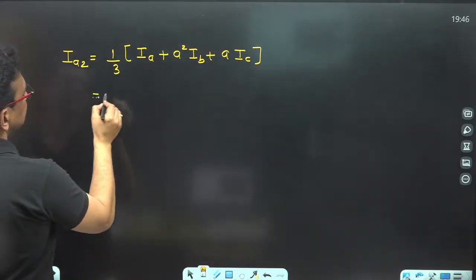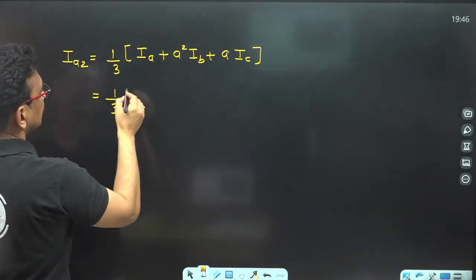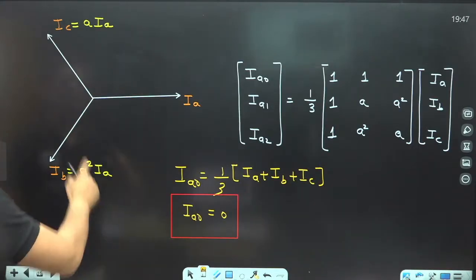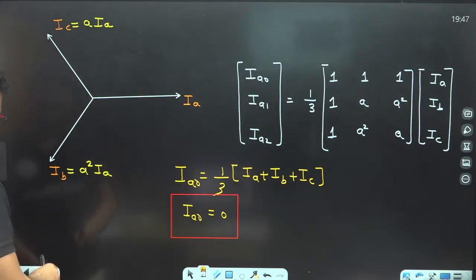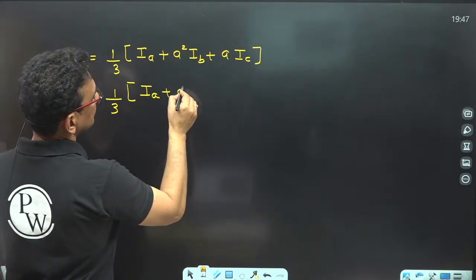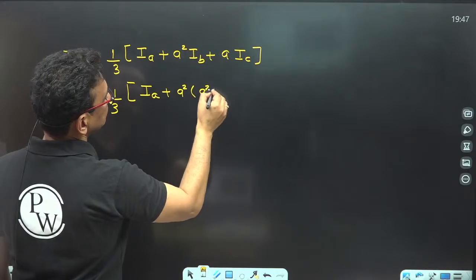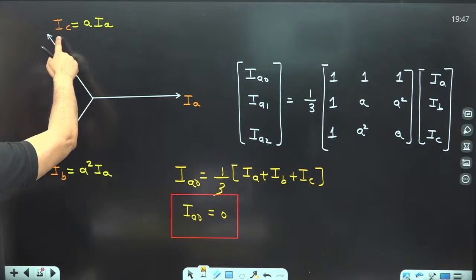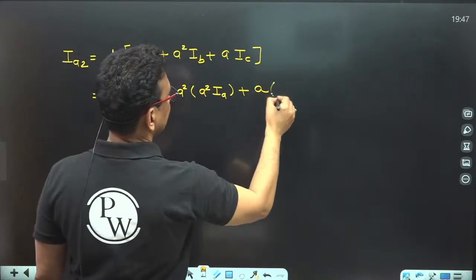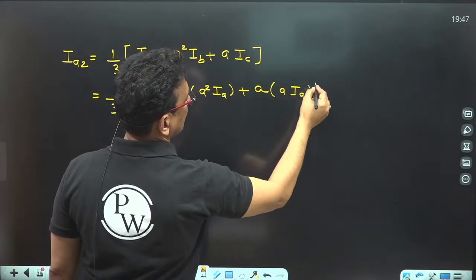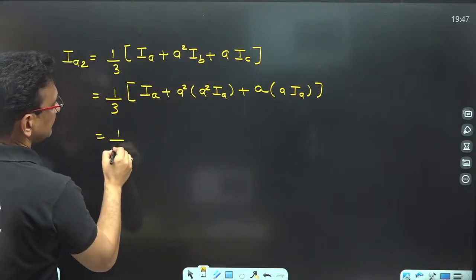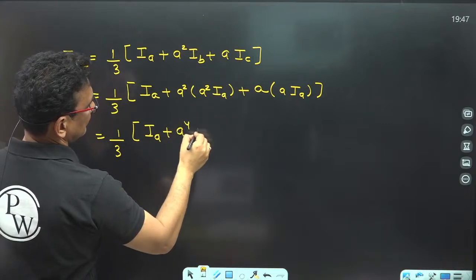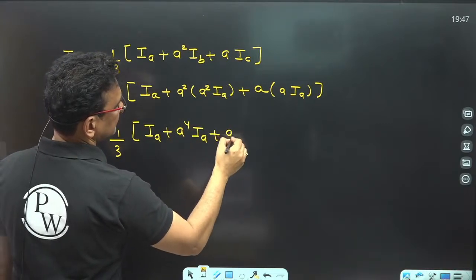Now let us convert all phase currents into IA terms. IB is A square IA, so replace IB by A square IA. Now IC is equivalent to A IA. So 1 upon 3 into IA plus A^4 IA plus A square IA.